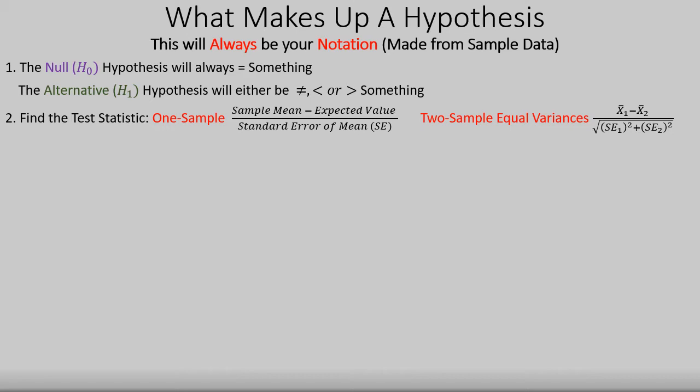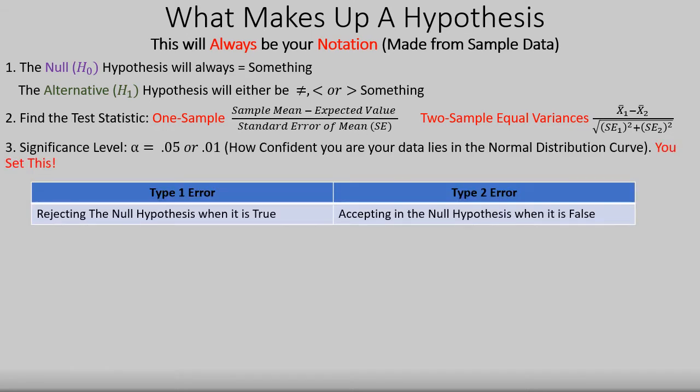And if you're using a two sample equal variances test, it's going to be the sample mean of sample 1 minus the sample mean of sample 2 divided by the square root of the standard error of sample 1 squared plus the standard error of sample 2 squared. Now, there's also a test you could run for two samples with unequal variances. Just know that we're not going to go over that in this video. So this is for equal variances.